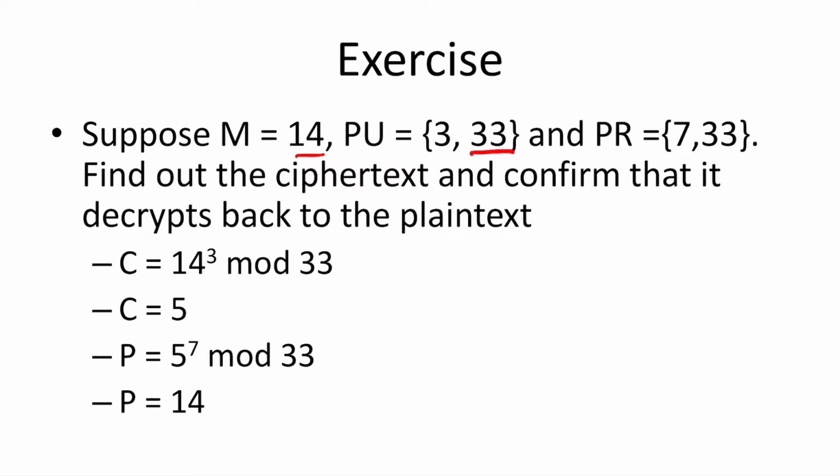Now to get the ciphertext, we will compute message raised to power e mod n. So we have 14 raised to power 3 mod 33, which gives us 5. So our ciphertext is 5. To decrypt the ciphertext, which is 5, we are going to do ciphertext raised to power d mod n. So we have 5 raised to power 7 mod 33, which gives us back 14, which is our message.